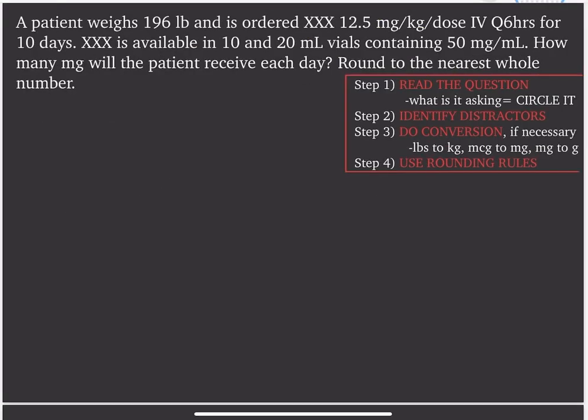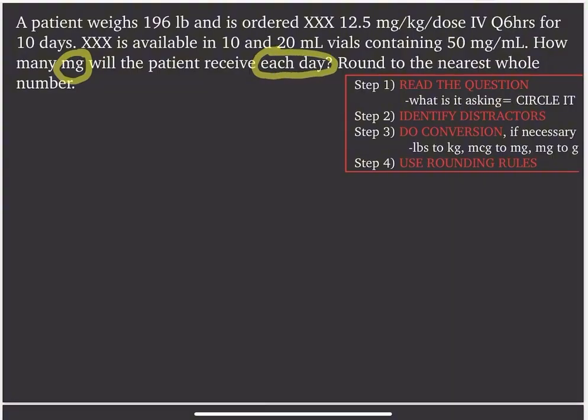A patient weighs 196 pounds and is ordered a drug, 12.5 milligrams per kilogram per dose every 6 hours for 10 days. The drug is available in 10 and 20 milliliter vials containing 50 milligrams per milliliter. How many milligrams will the patient receive each day? So step 1 is read the question. Circle what it's asking. It's asking how many milligrams is the patient receiving each day.